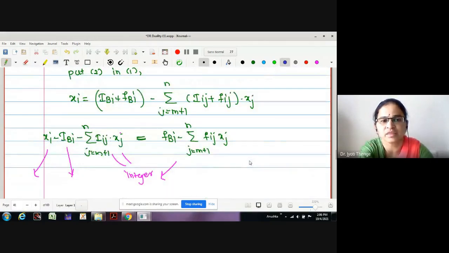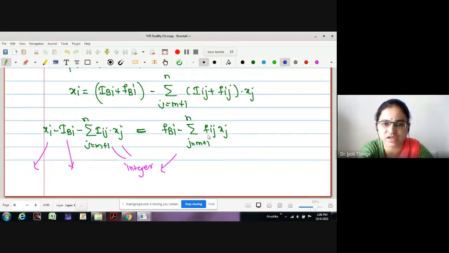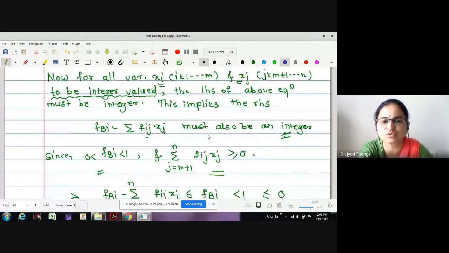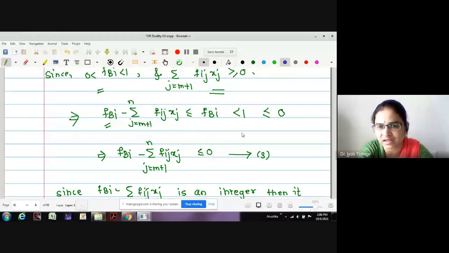Then we substituted both the values in equation number 1 and separated the fractional parts and integer parts. Therefore, if we want all the values of the variables to be integer, after separating, the left hand side will be integer. Therefore, the right hand side must be integer. But this right hand side is actually fBi minus summation fij xj, which is less than or equal to fBi, but fBi is strictly less than 1. And if this quantity is strictly less than 1 and integer valued, the only possibility is that it is either 0 or a negative integer, and this is actually a Gomorian constraint.